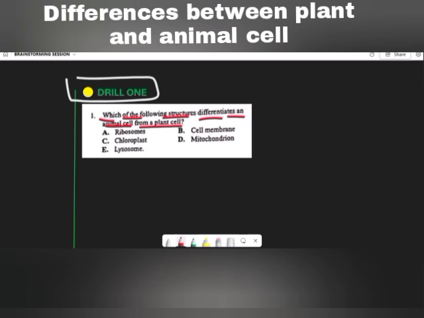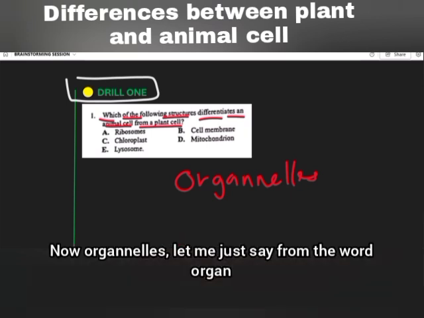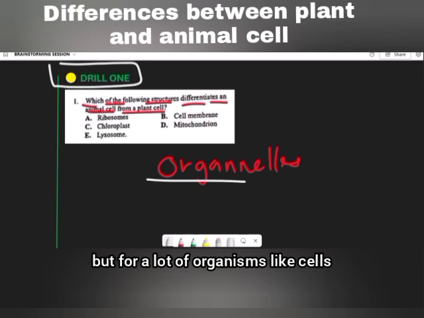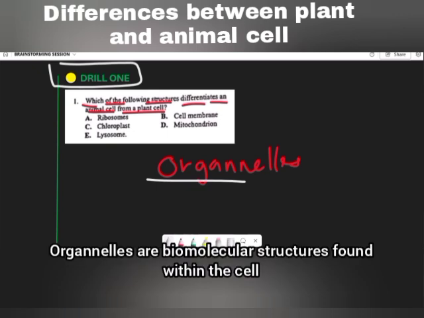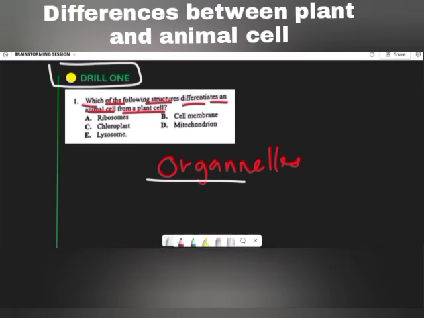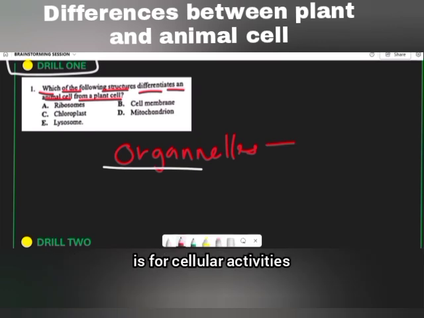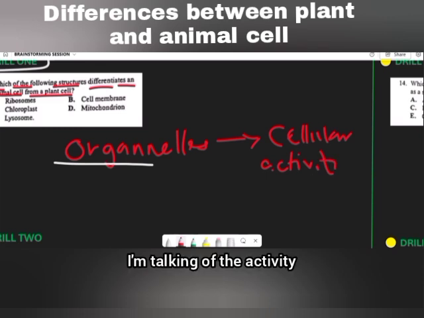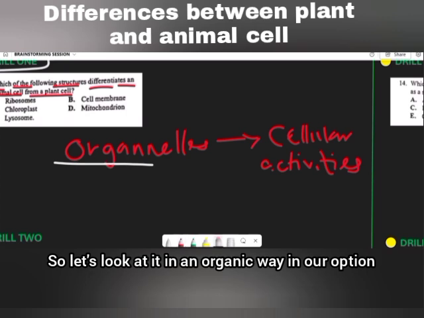What are organelles? Now organelles, from the word organ, but for lower organisms like the cell, we refer to them as organelles. Organelles are biomolecular structures found within the cell that help them to do cellular activity. So the main function of the organelles is for cellular activity. When I refer to cellular activity, I'm talking of the activity that occurs in the cell. So let's look at the organelles we have in our options.